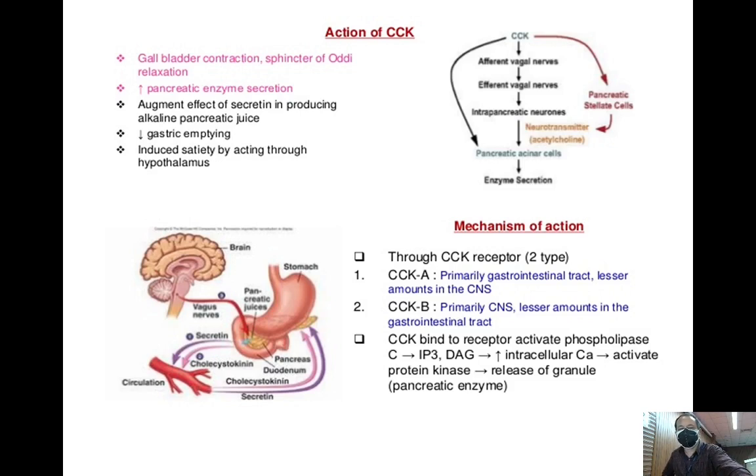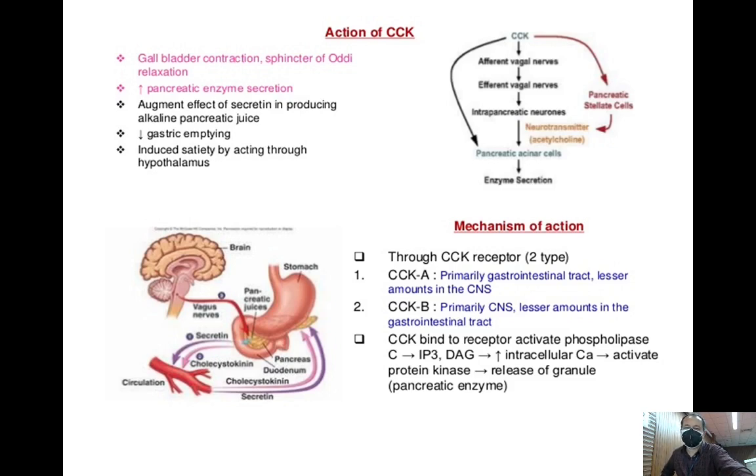Okay, so from the exocrine pancreas, these enzymes will be secreted, and they'll help in the digestion of protein. You will be reading about trypsin, chymotrypsin, carboxypeptidase, neuropeptidase, and different enzymes that help in the digestion of protein. Okay, so number three is that it augments the secretion of secretin.